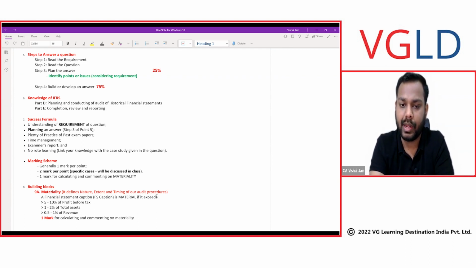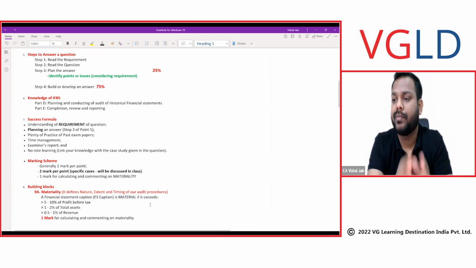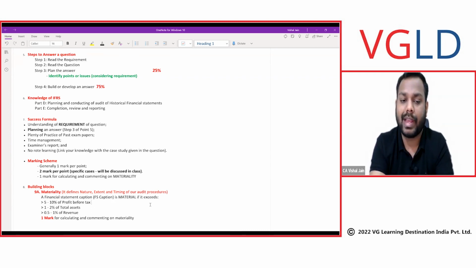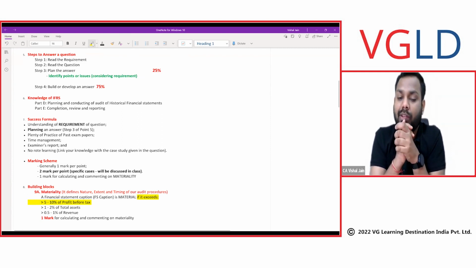Again, I'll give you a hint. Here I've written, if it exceeds 5 to 10% of profit before tax, what does it mean? If it exceeds 5 to 10%, what does this line mean? If anyone can explain this thing, what does it mean? If it exceeds 5 to 10% of profit before tax, anyone?